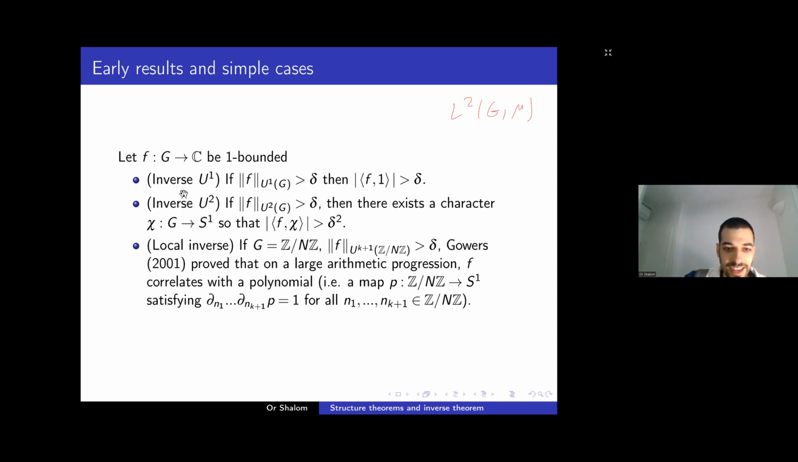The inverse U2 is more sophisticated. The inverse U2 is that if you have a large U2, so you have an abnormal number of two-dimensional parallelepipeds, then you have some structure. And the structure is that there exists a character, an algebraic function, so that f correlates with this character. The proof uses Fourier analysis, and the way we read it is as if f has large U2 norm, then f has a large Fourier coefficient, and that's the structure.